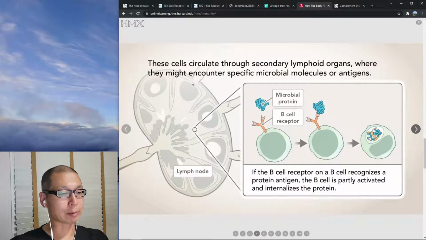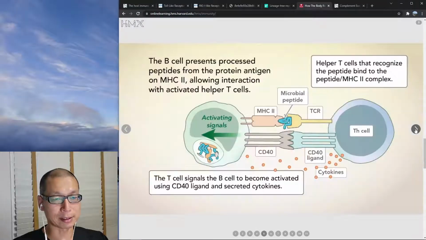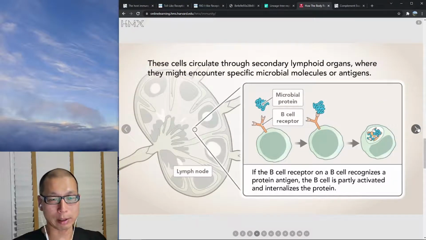So after they get developed in the bone marrow, they end up in the lymph node, just like the T cells. And then the dendritic cell will bring it in here and say, "Hey, do any of you guys recognize this?" And if a B cell recognizes it, it says, "Okay, yeah, I recognize this." And then a T cell will signal the B cell to become activated and make more. The T cell will tell them, "Hey, you need to make a bunch of antibody of this."